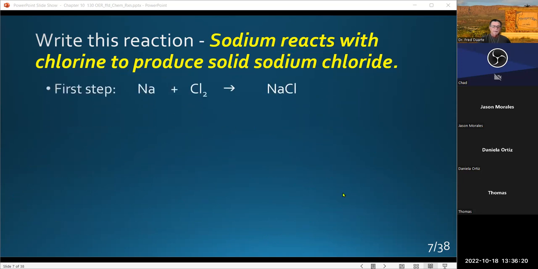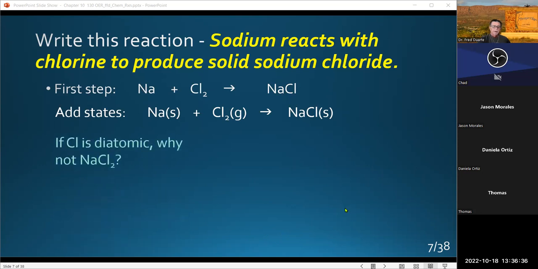So we first write the material. Oh, I forgot to put the state of chlorine as a gas. We got sodium as a solid. Chlorine is a gas. And then sodium chloride is given to us in the form of a solid. Okay. We know, question here, we know that chlorine is diatomic. Why not sodium chloride subscript 2?